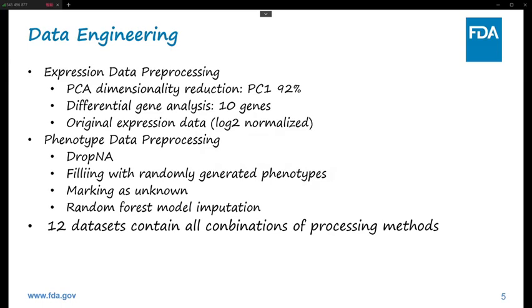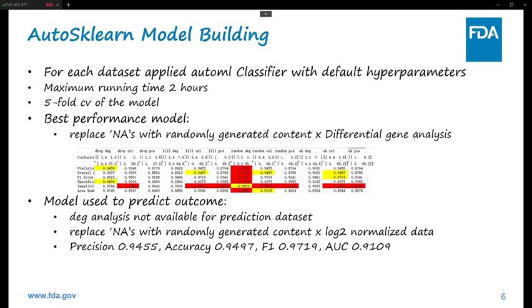Overall, we have 3 different expression data preprocessing methods and 4 different phenotype data preprocessing methods. And combining those two, we end up with 12 different data sets containing different combinations of preprocessing methods. Afterwards, we did our AutoML model building. For each data set, we applied AutoML classifier with default hyperparameters, and we set the maximum running time length of AutoML to 2 hours.